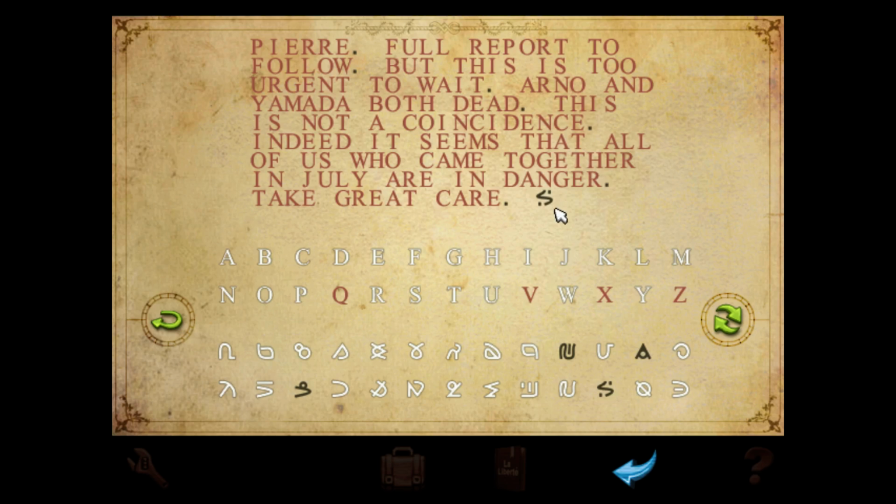We just have to figure out. It could be O, could be Q, it could be V. It could be X.